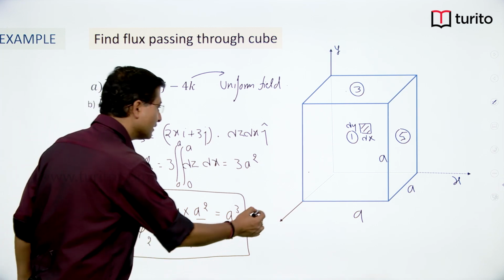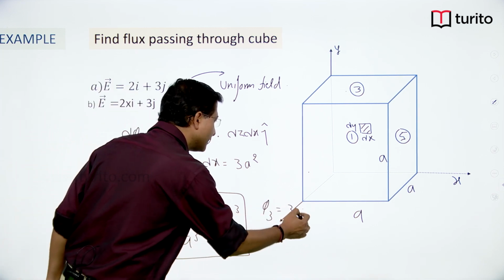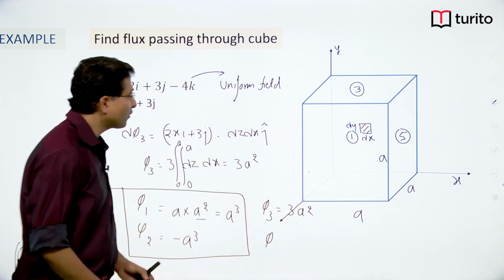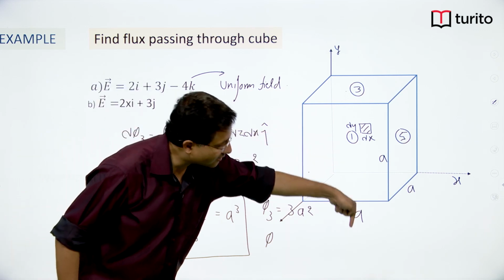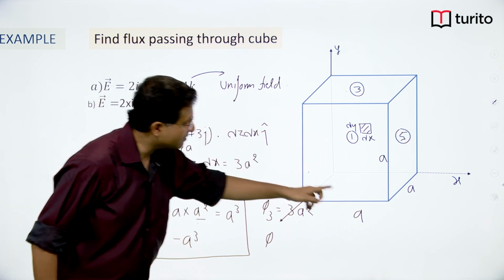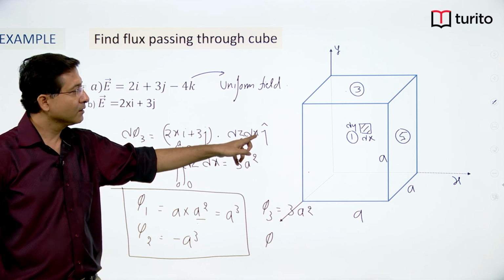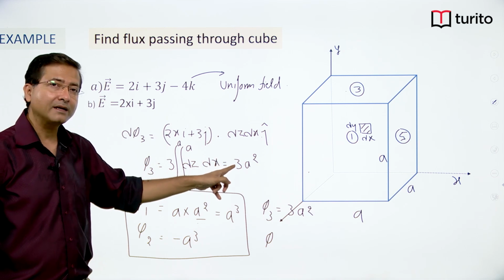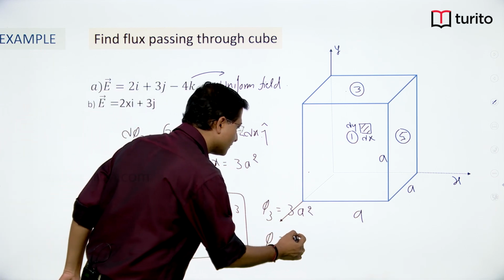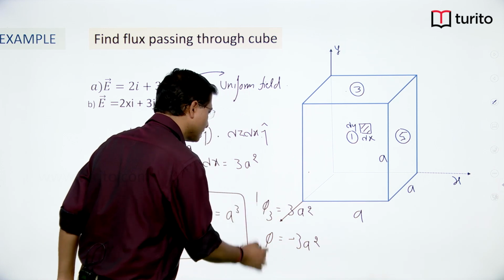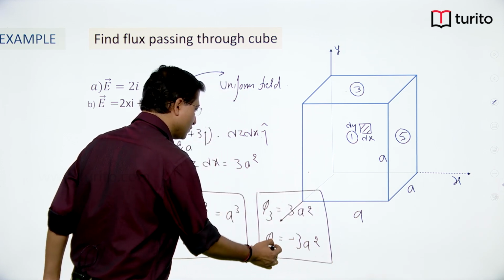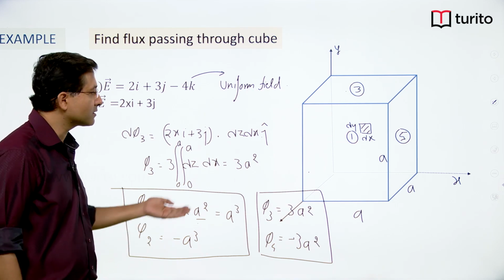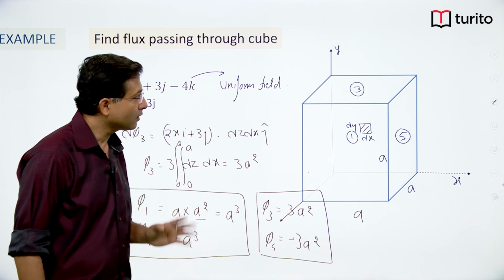So, I will write it separately, phi 3 we are getting 3A square, and phi 4 the bottom one. See, for the bottom one the unit vector will be in this direction, so here minus j cap will come. So, when you multiply by minus j cap, this whole quantity will come as it is, but with a minus sign. So, this will be minus 3A square. So, we are done with the flux associated with the first surface, second surface, third and fourth. Now, fifth and sixth are left.